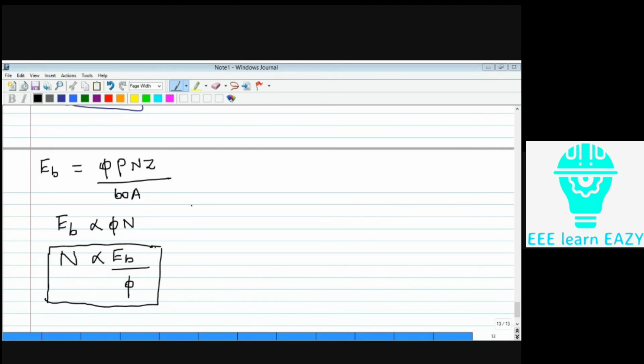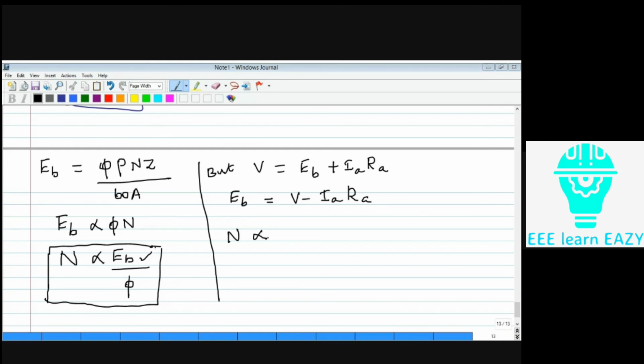But we have also got another voltage equation, V is equal to EB plus IaRa. Let's neglect the brush drop. So from this, I can write EB is equal to V minus IaRa. Let's substitute EB in this equation with V minus IaRa. Therefore, I can write N is proportional to V minus IaRa divided by flux phi.